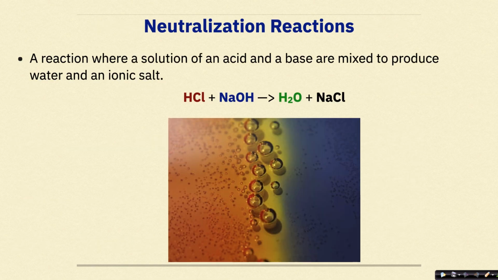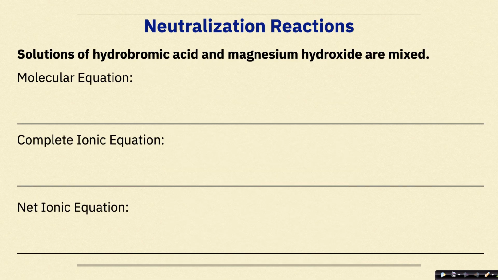A neutralization reaction is a reaction where a solution of an acid and a base are mixed to produce water and an ionic salt. So a classic example here would be hydrochloric acid with sodium hydroxide produces water and sodium chloride. Let's look at some more examples of neutralization reactions. The first scenario that we're going to look at is a solution of hydrobromic acid and magnesium hydroxide mixed together. The key thing that you need to be aware of is that hydrobromic acid is a strong acid, while magnesium hydroxide is a weak base.